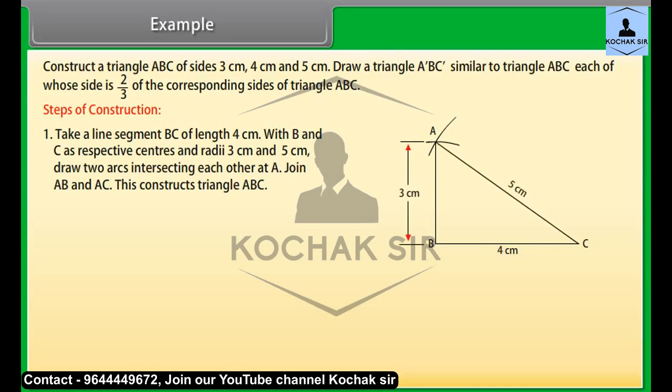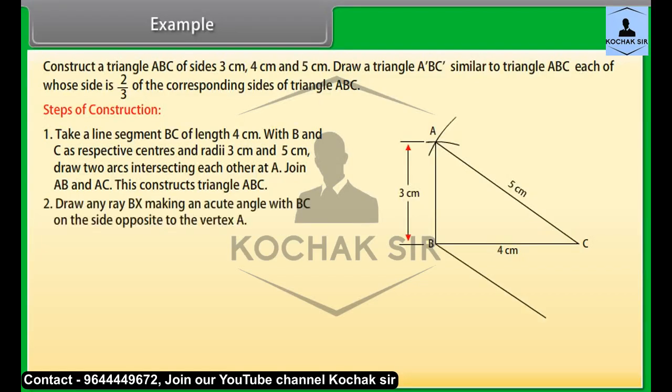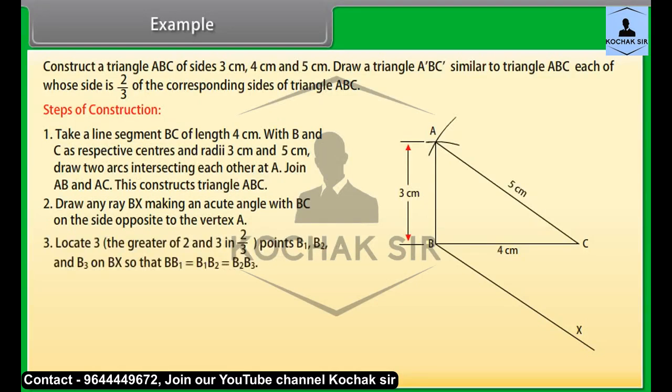This constructs triangle ABC. Draw any ray BX making an acute angle with BC on the side opposite to the vertex A. Locate 3, the greater of 2 and 3 in 2 upon 3, points B1, B2 and B3 on BX so that BB1 equals B1B2, which equals B2B3.